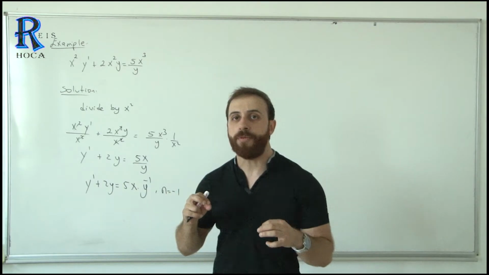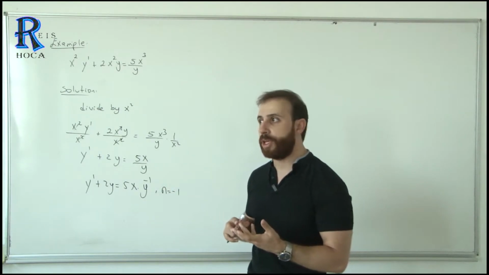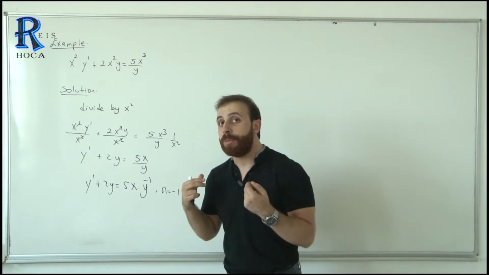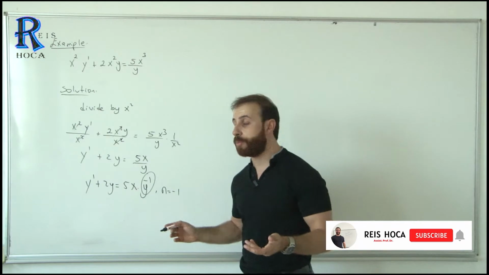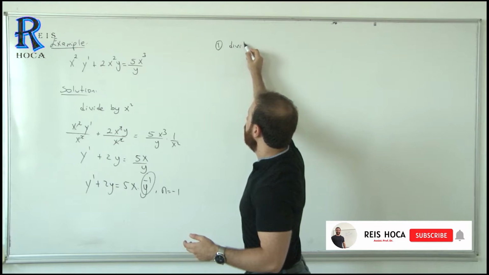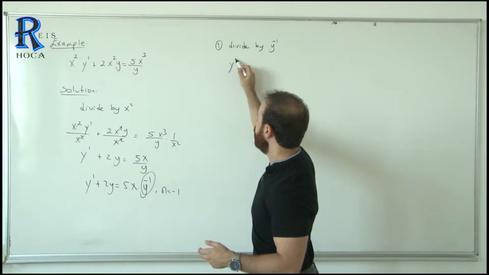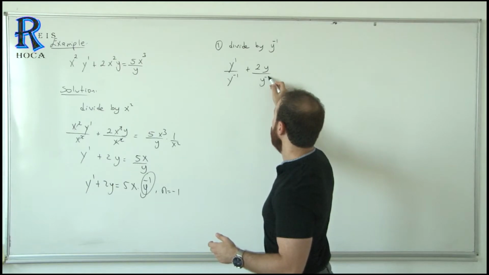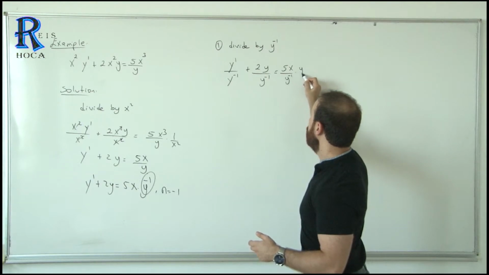What is the first aim for us? Our aim is to make this differential equation a linear differential equation. But what we know is that in a linear differential equation, there is no term of y on the right side, so we have to remove this part from the right side. How do we remove it? Let's divide by this term, y to the power of minus 1. Let's divide y prime over y to the power of minus 1, 2y over y to the power of minus 1, 5x over y to the power of minus 1.